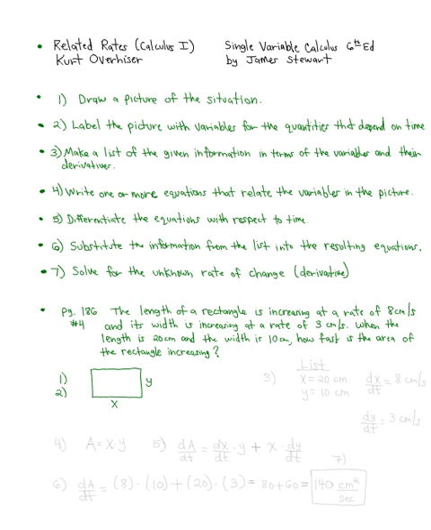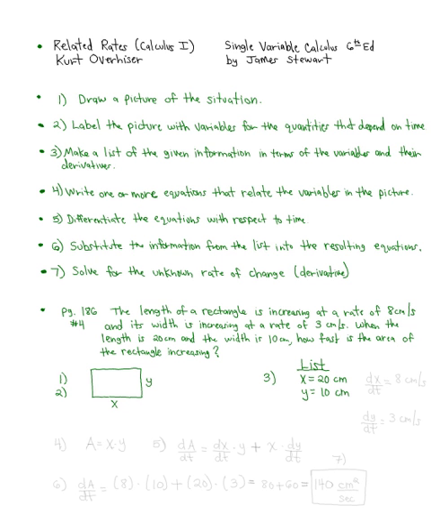Now we're on to step 3. I'll put step 3 over here, and we're going to go ahead and make that list that we were talking about. And in this list, we're going to put the given information in terms of the variables and their derivatives. So the information that's given would be that the length is 20 centimeters. So we write down x is equal to 20 centimeters. The width is 10 centimeters, so we've already said that y is going to be our width. So we write down y equals 10 centimeters.